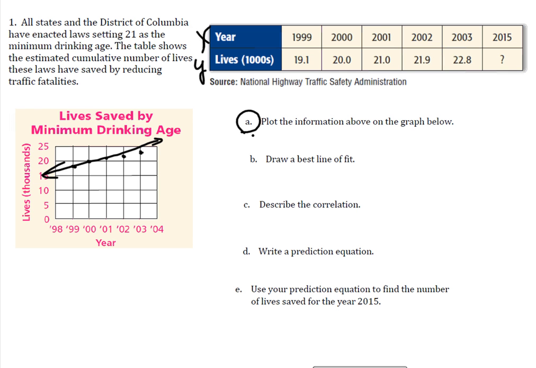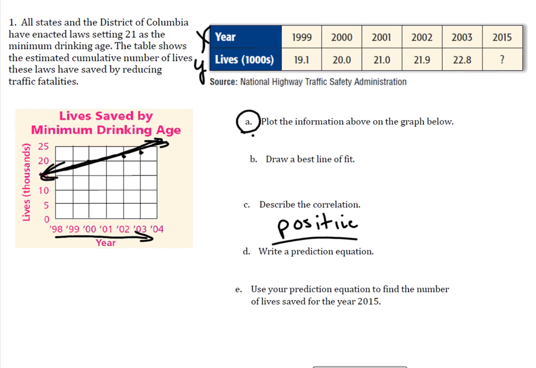All right, so describe the correlation. For the number of years that have gone by since these laws have been enacted, what is the correlation? Well, I would call the correlation positive. I'm not calling it positive because we've saved more lives, although that's a positive thing too. I'm calling it positive because the trend of the line goes upward.